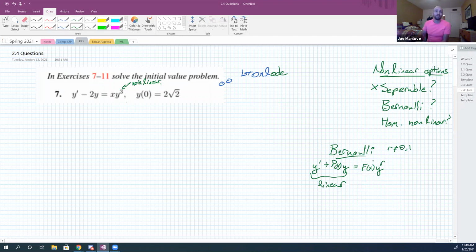So this is what I'm looking for, Bernoulli. Does this thing fit Bernoulli? Let's see. Got a y prime over there? Yep. Is it added to some function times y? Yep. On the right-hand side, you got some function of x times y to a power that's not 0 or 1. Yep. Okay. This is Bernoulli.